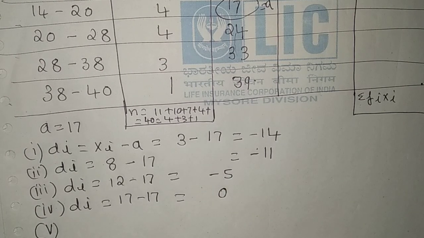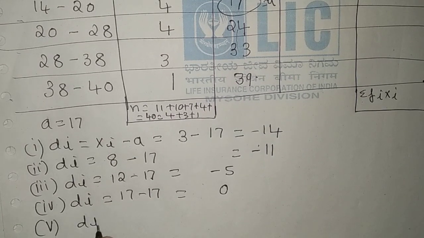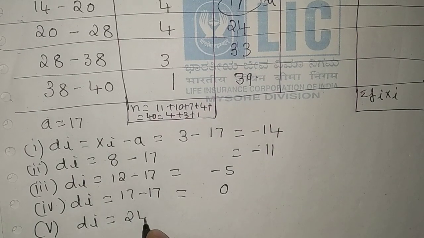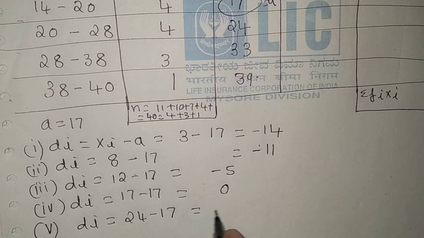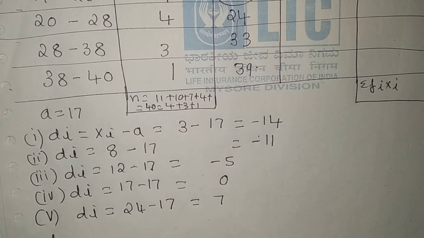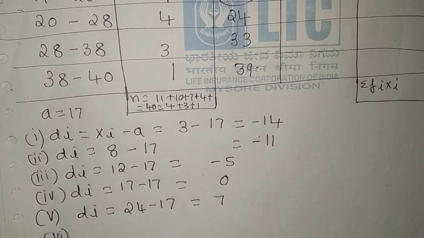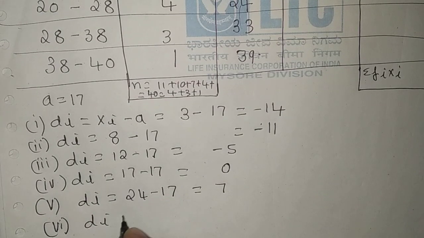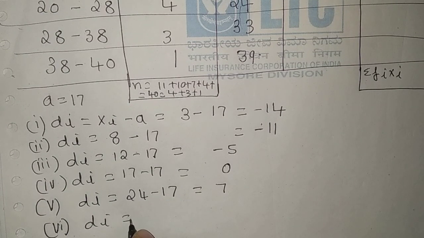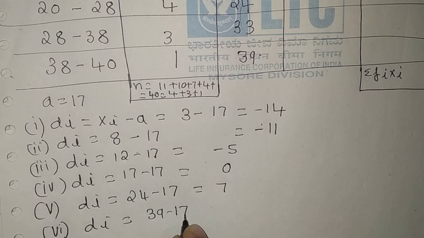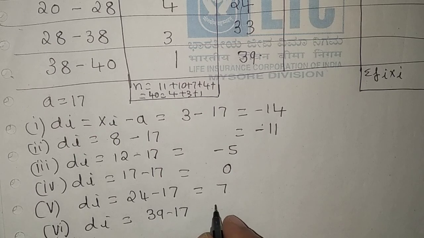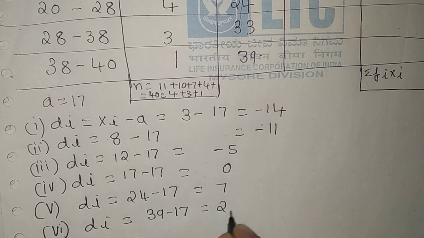Then fifth, di is equal to 24 minus 17, which is equal to 7. Then sixth set of values, di is equal to 39 minus 17, which is equal to 22.